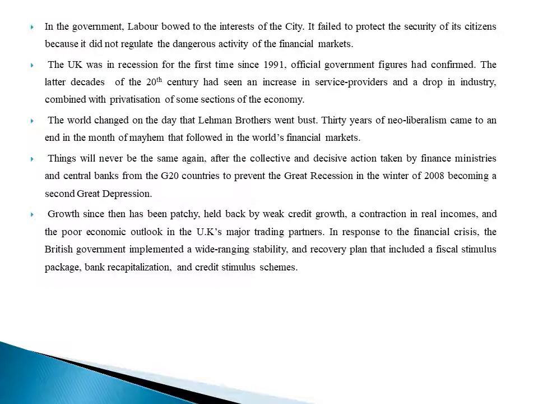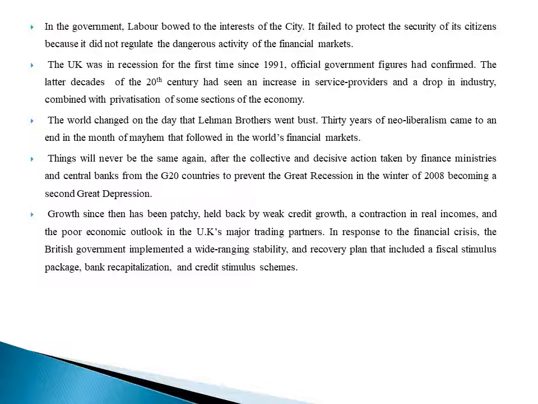In government, Labour bowed to the interests of the City. It failed to protect the security of its citizens because it did not regulate the dangerous activity of financial markets. The UK was in recession for the first time since 1991, official government figures had confirmed. The latter decades of the 20th century had seen an increase in the service providers and a drop in industry combined with the privatization of some sections of the economy.